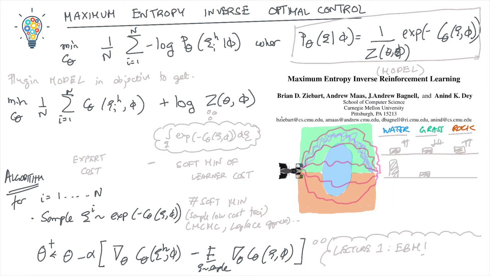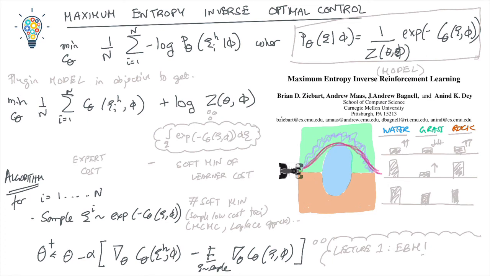Now, because the weight of grass is really, really small, if we sample from this distribution, it's almost as if we're getting the same trajectory over and over again, because the distribution is really skewed to be heavily concentrated about the low-cost trajectory. This is where maxent becomes useful.